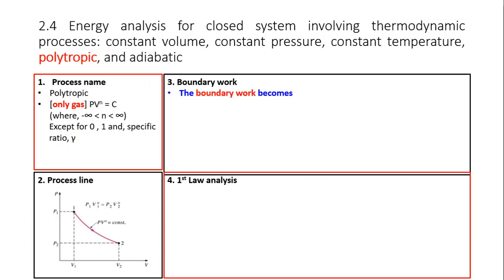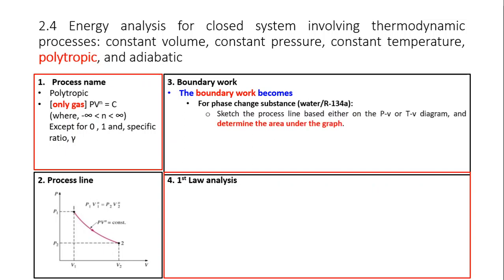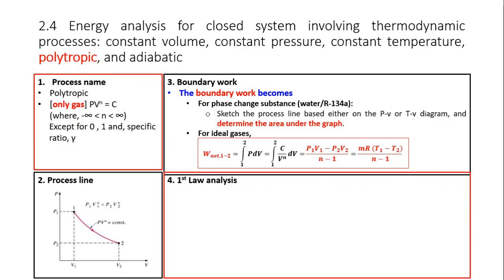Okay, next is the boundary work equation. Similar with the isothermal process, the boundary work equation is dependent on the type of substance. So for phase change substances, water and refrigerant R134A, the boundary work is based on the area under the PV diagram. And for ideal gases, to calculate for boundary work, we can use the following equation.